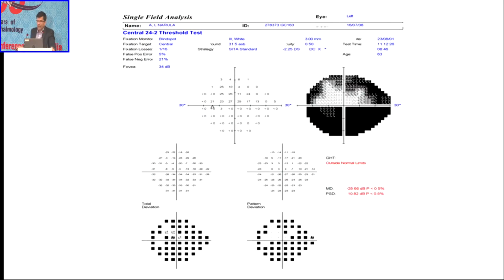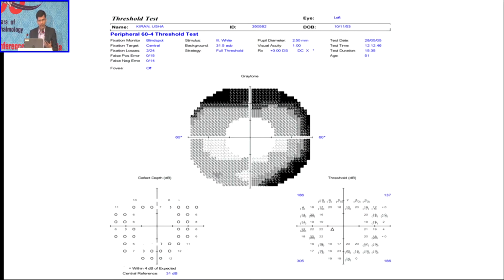You do a 24-2, it's more or less done a lot in the West where they want to save time, they want to do the test easily, and the patient fatigues. If the patient is elderly, then again you want to do a 24-2. But classically what is done is a 30-2, right? In our country a lot of visual fields are 30-2. Then we have a 60-2 also. We have a 60-degree visual field also to be assessed. Okay, more or less it takes the entire visual field into account.